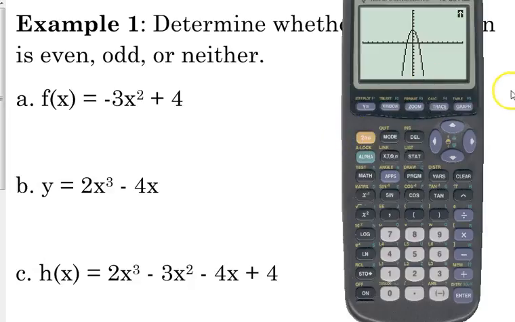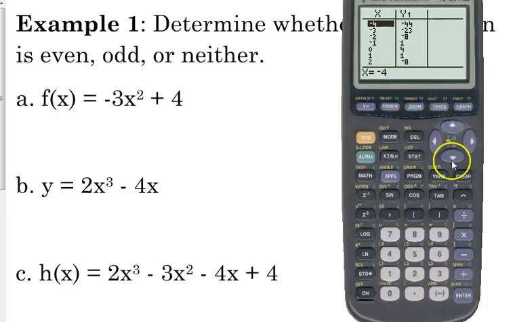If we look at the table, if you center up your table so that you see negative 3 at the top and positive 3 at the bottom, look at the y-values. Those opposite x values have the same y values. There's another justification to this function being even.